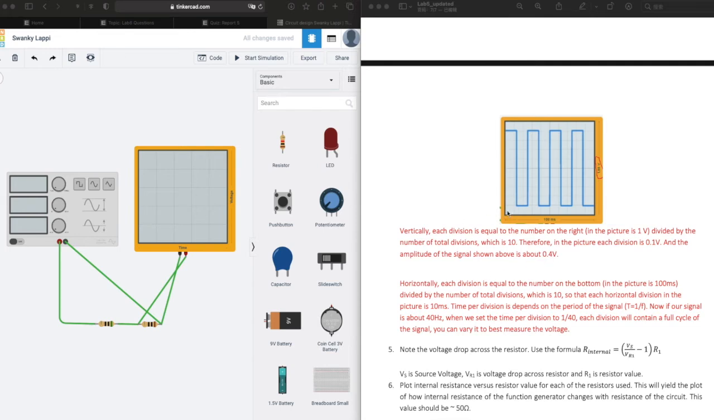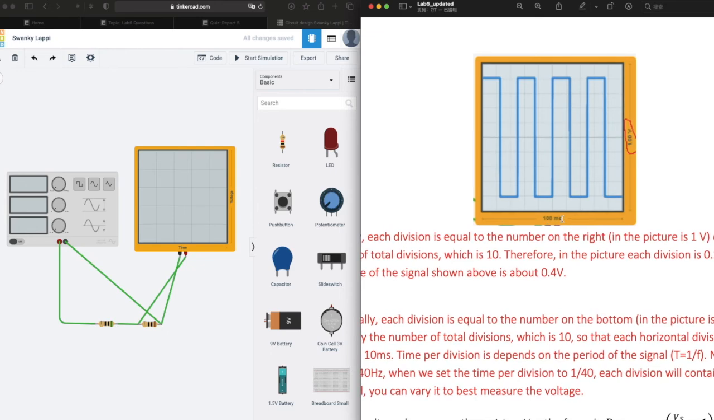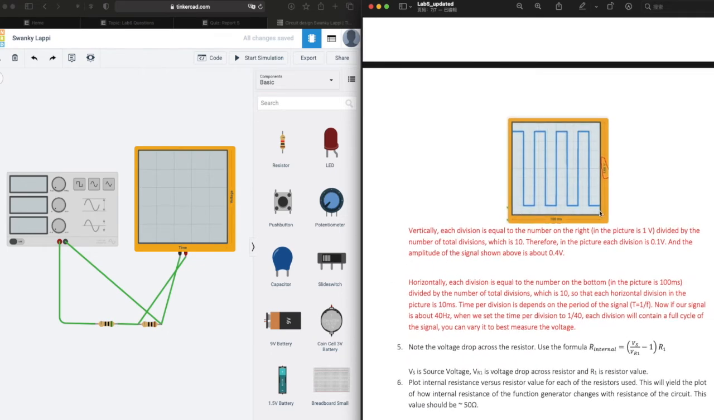And to read horizontally, it will be the time period of our signal. So horizontally, it's the same. Each division is equal to the number on the bottom divided by the number of total divisions. In this picture, it's 100 milliseconds divided by 10 squares. So each horizontal division will be this 100 milliseconds divided by 10, which is 10 milliseconds.